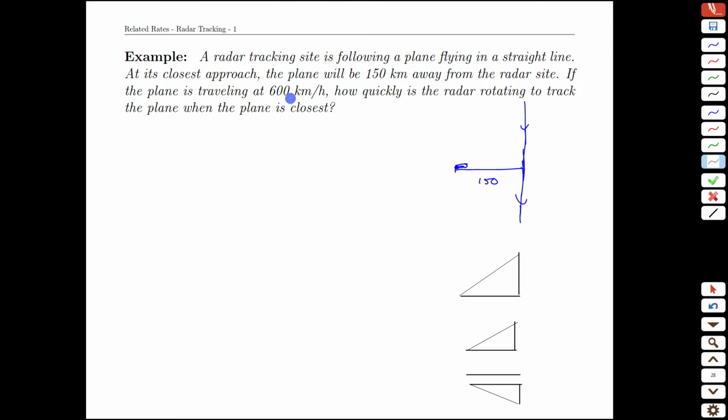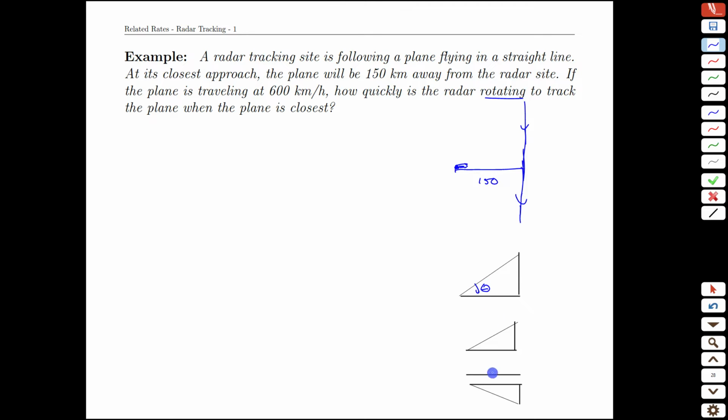What we have is a common rate. We have the rate at which the plane is traveling is 600 kilometers per hour. But one of the things that we're asked here that is new is how quickly is the radar rotating to track the plane when the plane is closest. So what we're interested in here is how quickly is the angle changing in this scenario.